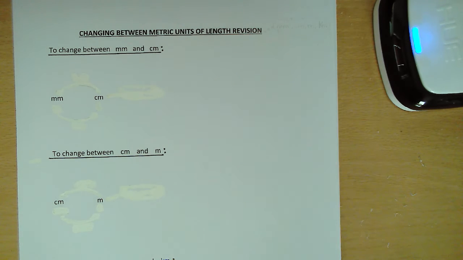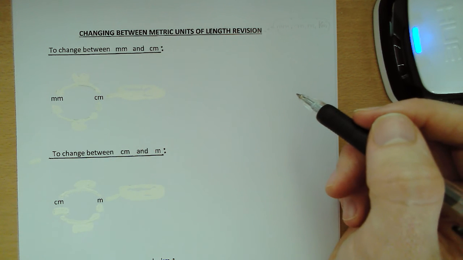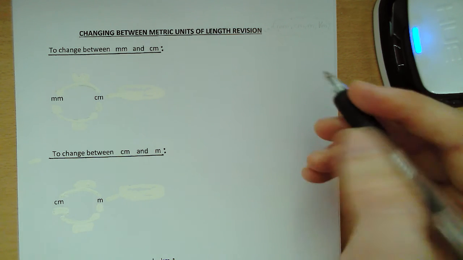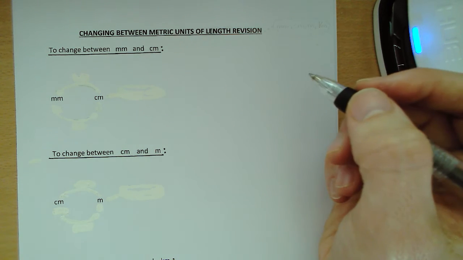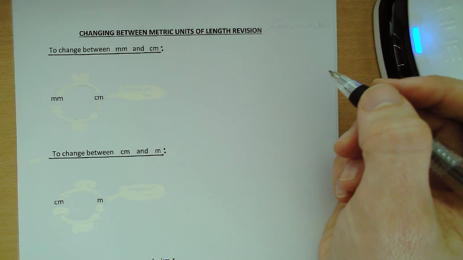We're going to pause briefly from looking at areas and do some revision of metric units of length. You all know that there are 4 metric units of length, which are millimeters, centimeters, meters and kilometers.